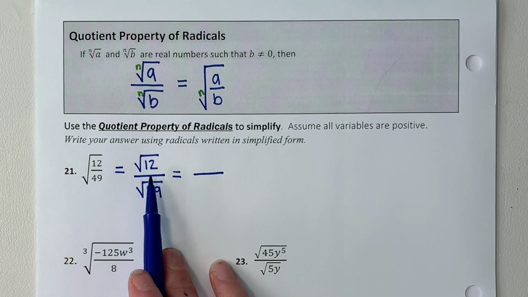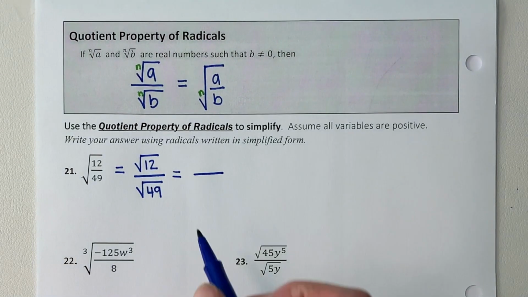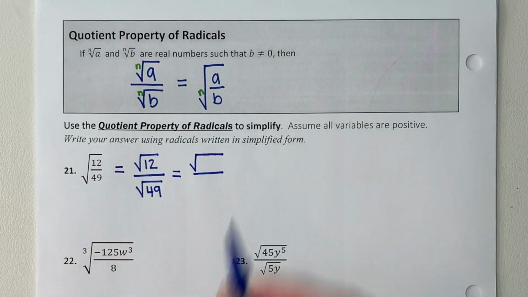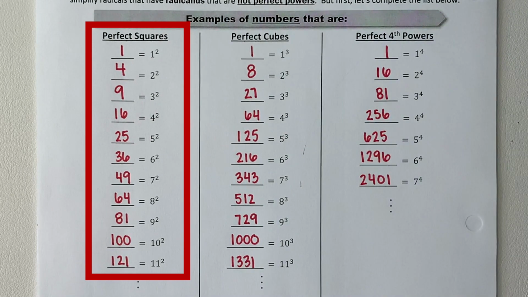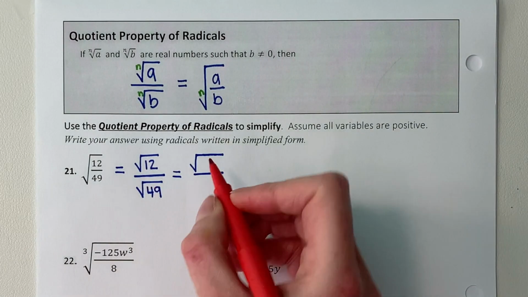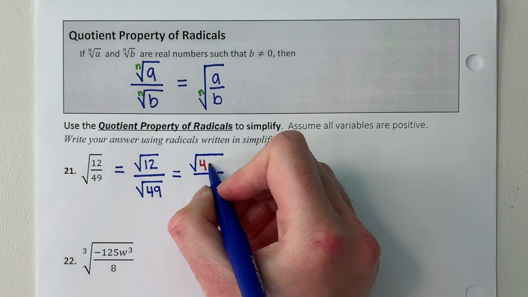To simplify the square root of 12, since we're dealing with square roots, we need to ask ourselves, is 12 a perfect square? It is not. So we need to find the largest perfect square that multiplies evenly into 12. You'll find that 4 is the largest perfect square that multiplies evenly into 12. So let's rewrite 12 as 4 times 3.